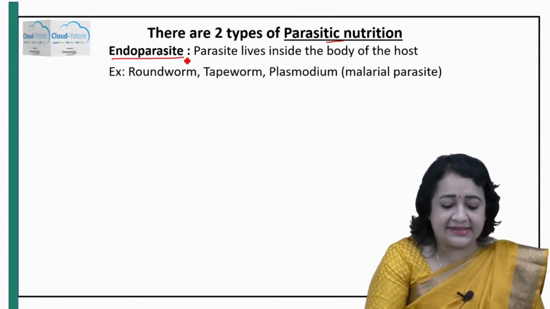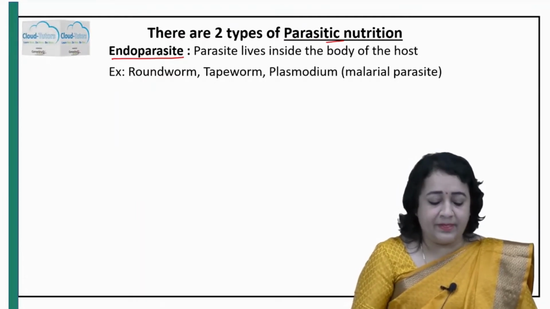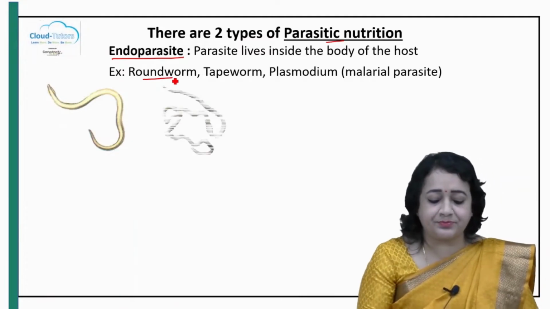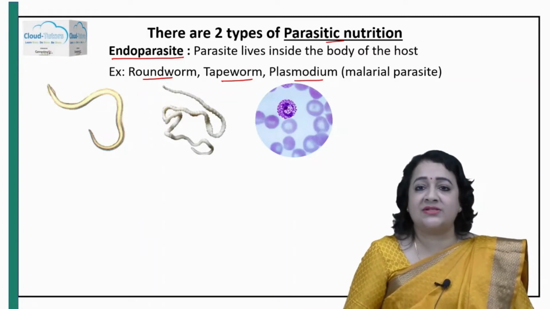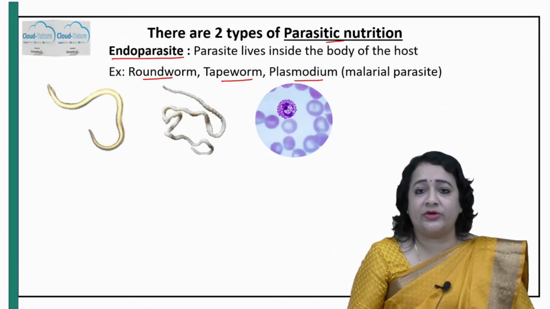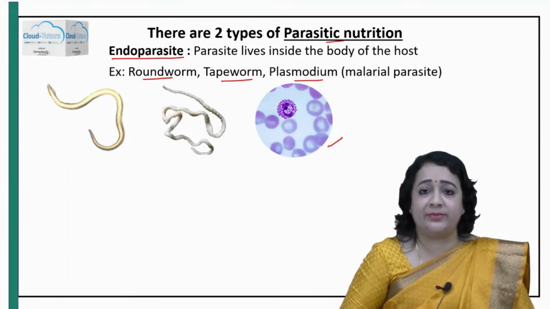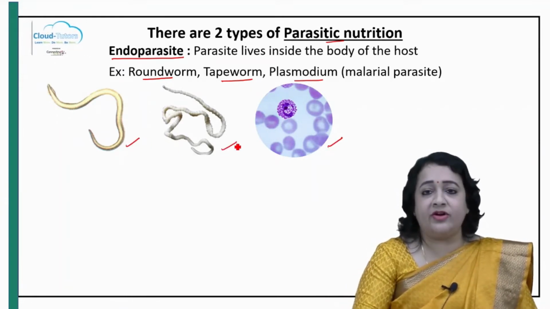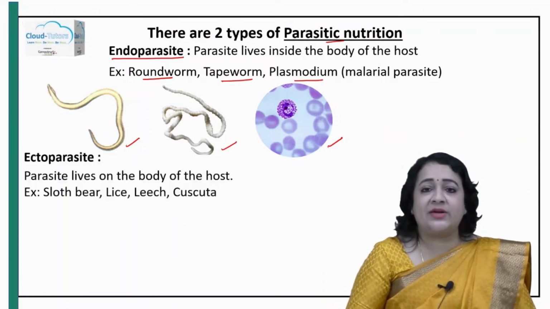One is endoparasite. When I say endoparasite, these parasites live inside the body of the host organism. For example, roundworm, tapeworm and plasmodium. Plasmodium causes malaria. So these organisms, that is roundworm, tapeworm, plasmodium, these are all called endoparasites since they live inside the host organism. Here in the blood, plasmodium lives, and we have roundworm and tapeworm living in the intestine of the host organism.